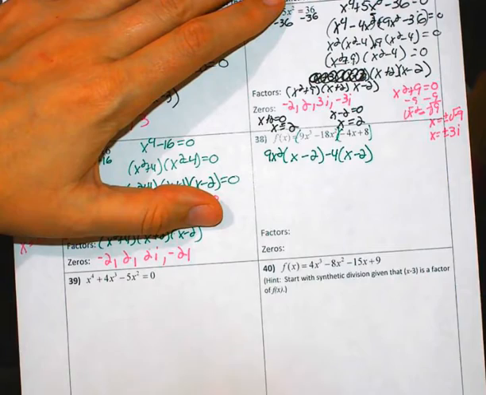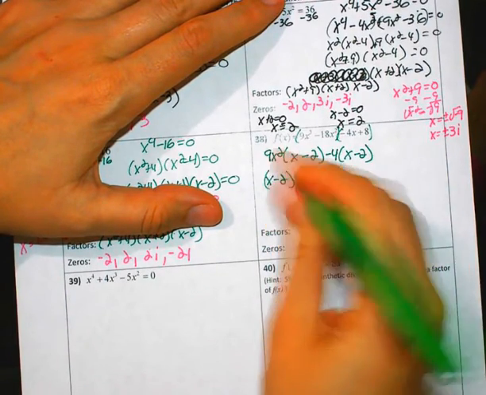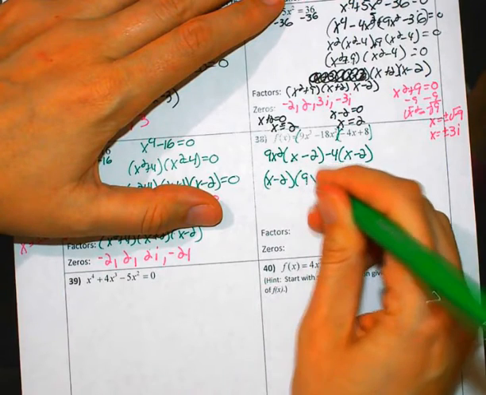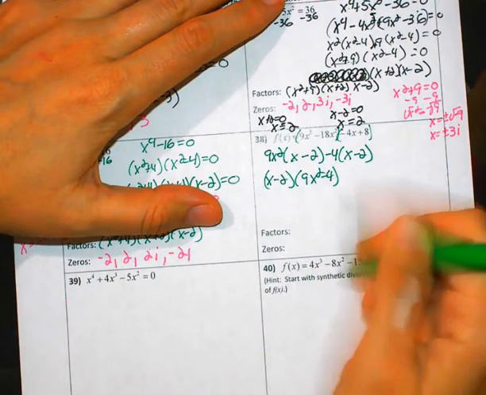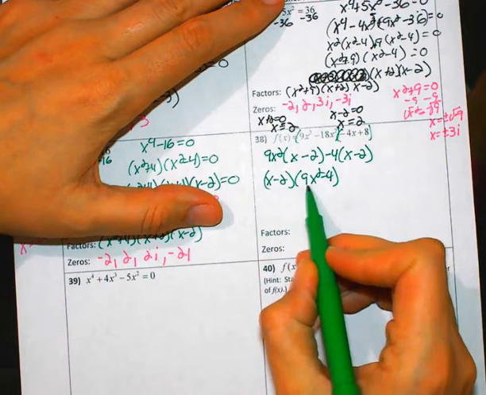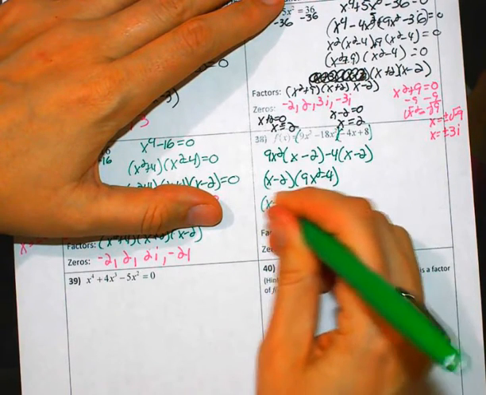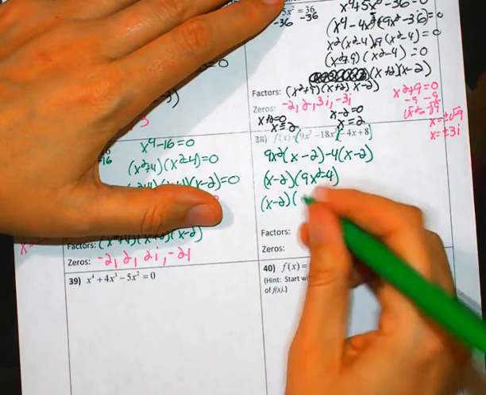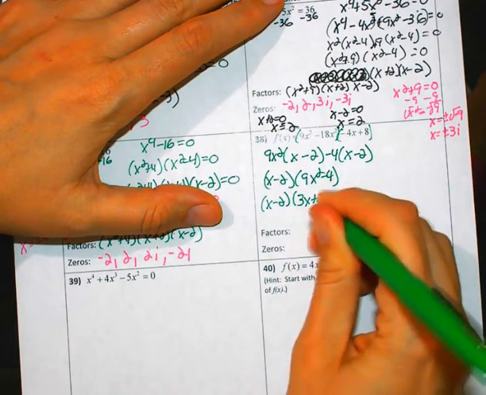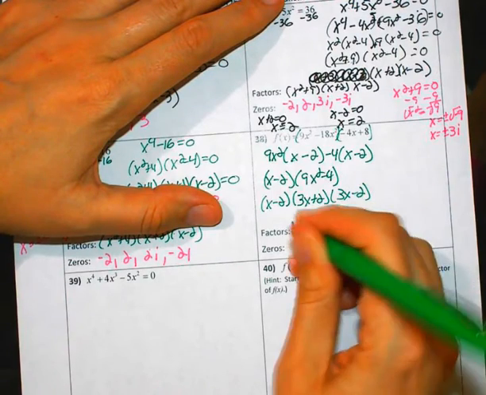Okay, so notice here I have x minus 2 is one of my factors. And then I have 9x squared minus 4. Okay, x minus 2, I can't do anything with that, but the 9x squared minus 4, those are both perfect squares. So x minus 2 I'm just going to bring down, and then I have 3x plus 2, 3x minus 2. So those are going to be your factors.